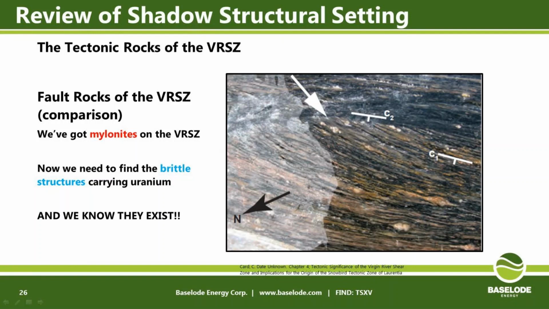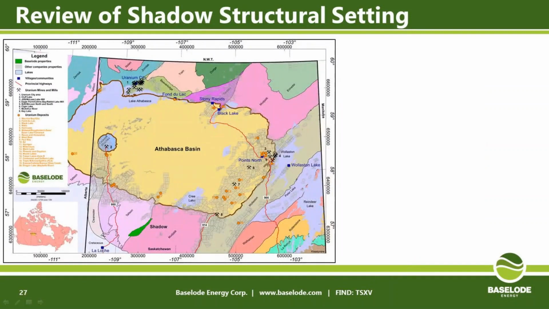where these mylonites continued to be fractured and faulted as the Virgin River Shear Zone progressed from plastic to brittle conditions. And we know they exist along the Virgin River Shear Zone. This is the Athabasca Basin area, Shadow south of the Central Basin, shown in green. So I'm going to focus on this area here to show you that the brittle rocks do in fact exist on the Virgin River Shear Zone.